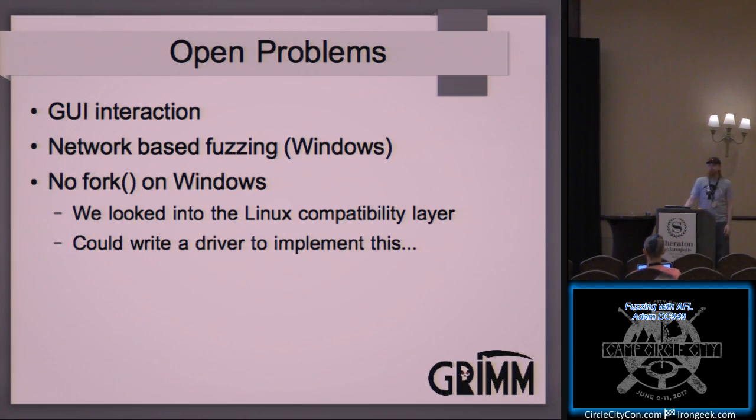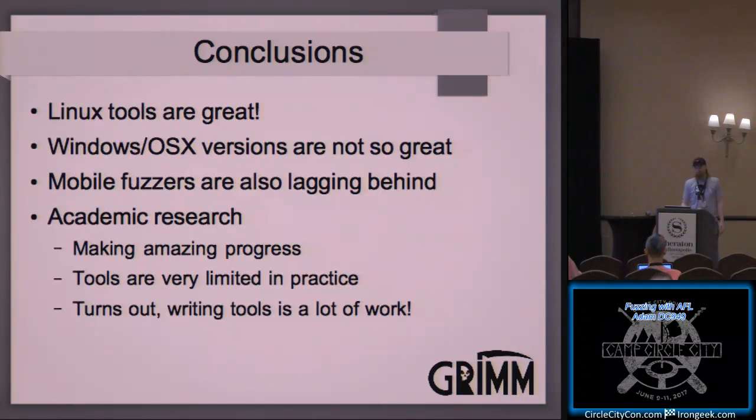We looked into the Linux compatibility layer because you can run Linux binaries on Windows now. So obviously they have a fork, but it turns out those binaries aren't a real process. They're kind of like a quasi-process, so you don't have all the kernel structures that you need there. So using fork there is not going to help you on normal processes. If you're running a Linux binary on Windows, then yeah, you can fuzz it, but you could just do that on Linux. So why bother? We looked into writing a driver that would implement fork, and it's far more complicated than it first seems.